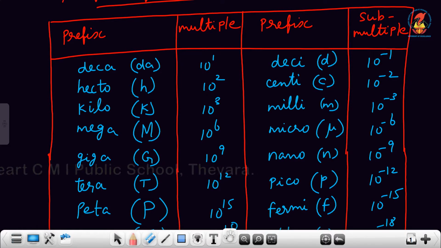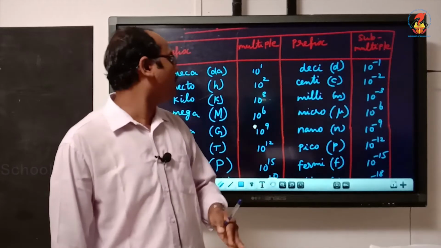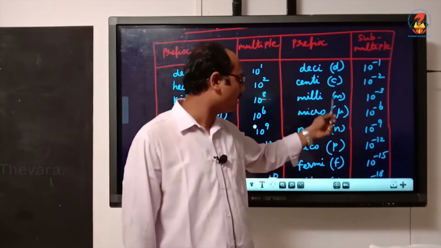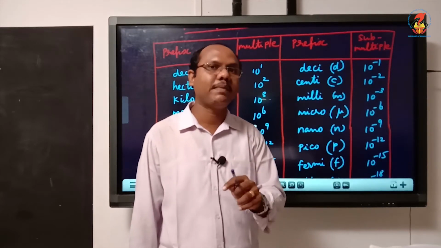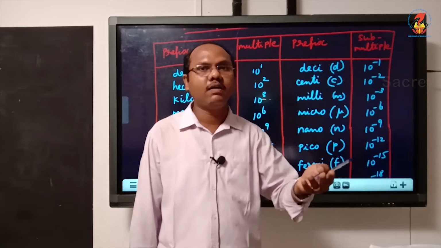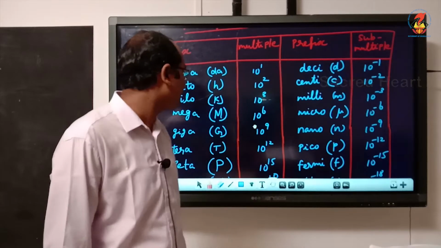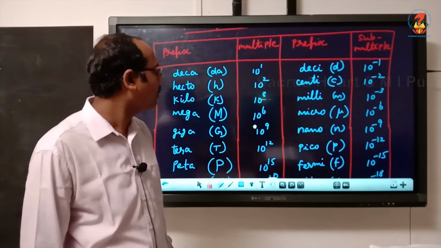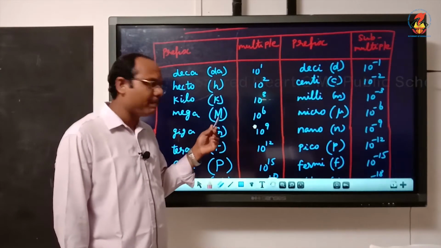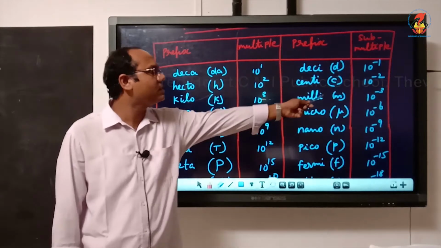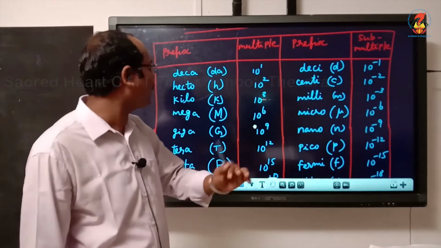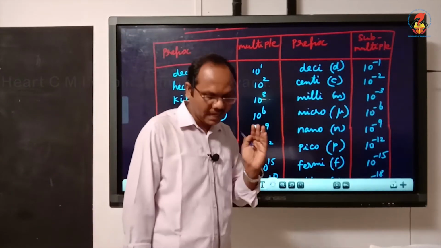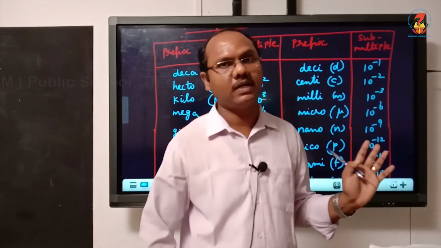First one is deci. Small letter d, 10 raised to minus 1. You have to be careful. Wherever I have written small letters, you should also write small letter, and wherever I have written capital, it should be capital. Otherwise, we will read it in a different manner. For example, if you are writing capital M, it is mega, but if you write small letter m, it is milli. So that kind of change will be there everywhere. So make sure that you put capital for capital letter and small for small letter.